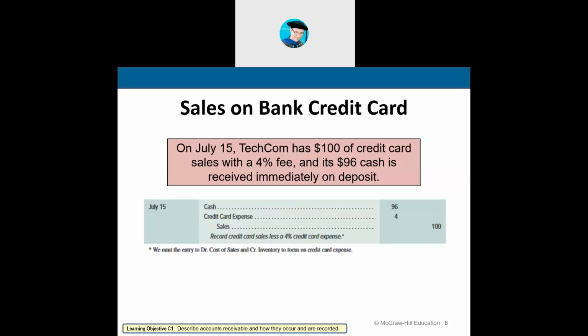Now you can see your debits still equal your credits. Debit $96 in cash, debit $4 credit card expense, credit sales. Any questions? Does it make sense?